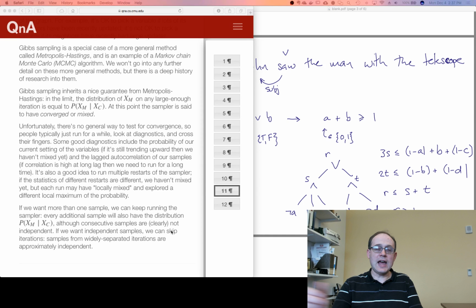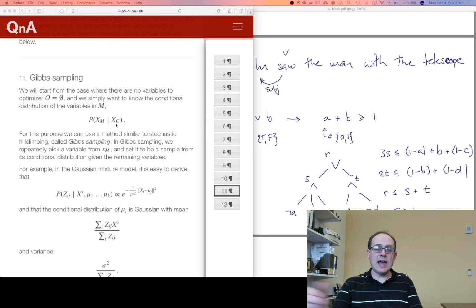Gibbs sampling has a nice guarantee, which is that if you run it for long enough, and you pick a random iteration, and you look at the value of your variables in M, it will be approximately a sample from the true conditional distribution of those variables given the stuff you're conditioning on. So that's a nice guarantee. Unfortunately, we don't know how long we have to wait. And so there's a whole cottage industry of convergence diagnostics for Gibbs samplers to tell when it's safe to say, okay, we've converged, we can take a sample now.